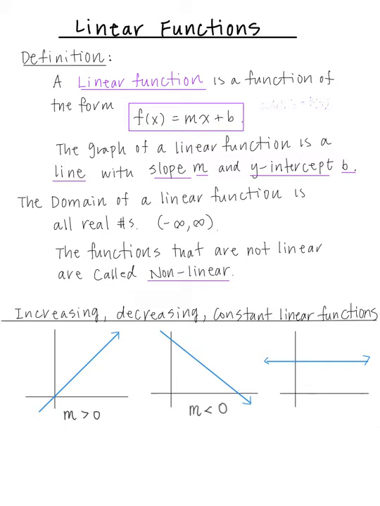Now in this case, we say that the slope is 0. I believe that there is one more linear function. And there it is. So it's a vertical line. So in this case, we say that the slope is undefined. So let me just write that. So slope m is undefined.